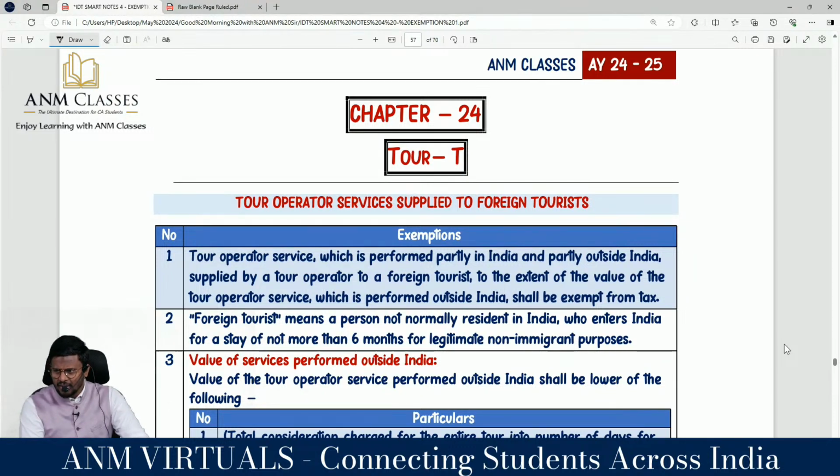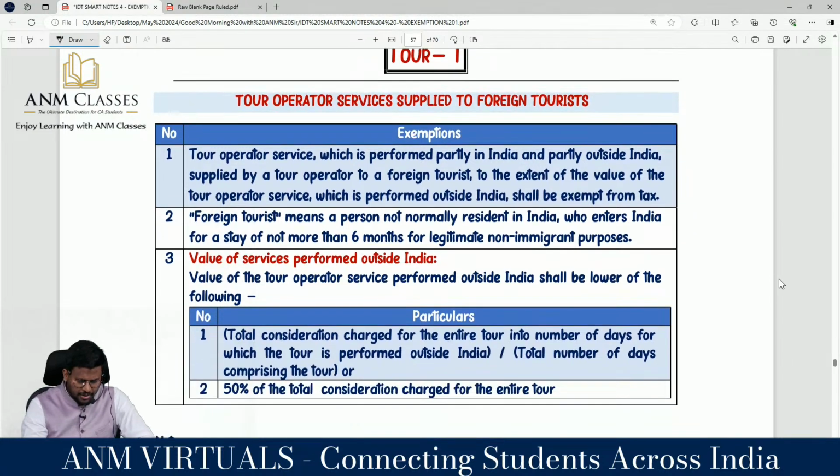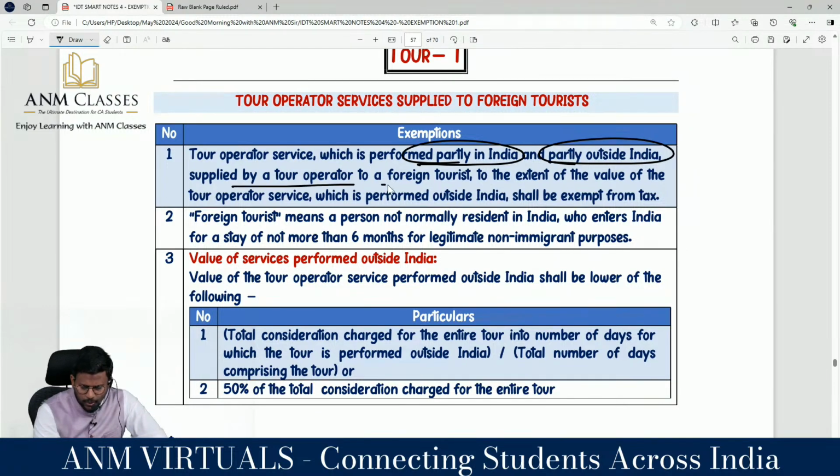This we already did in the Z part, but since this is an amendment, we have taken it to the main part, that is T stands for tour operating services. So very simple: tour operating services which are performed partly in India and partly outside India. Some part of the tour you are performing in India and some part of the tour you are performing outside India, supplied by a tour operator to a foreign tourist, to the extent of the value of tour operator service which is performed outside India shall be exempt from tax.